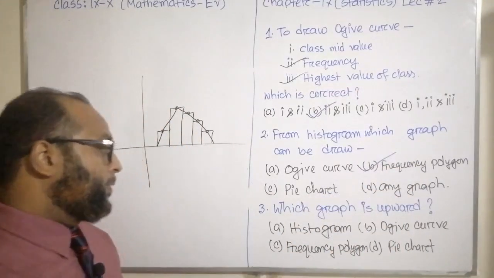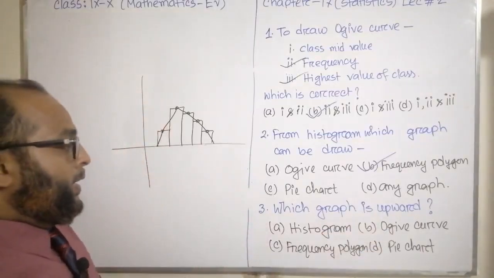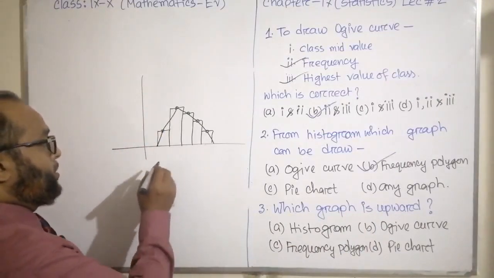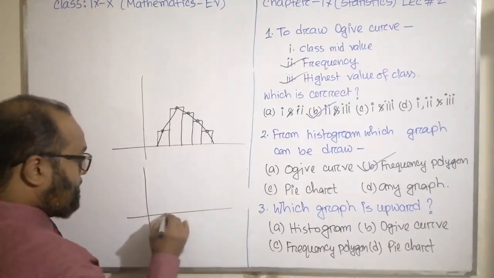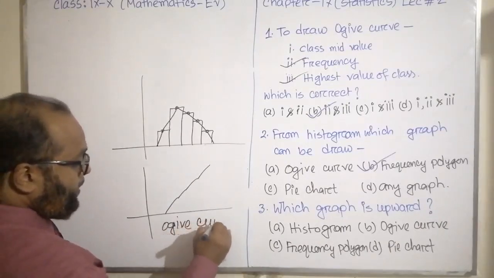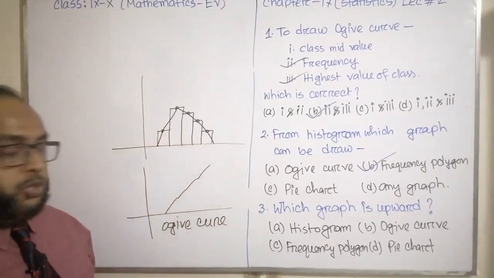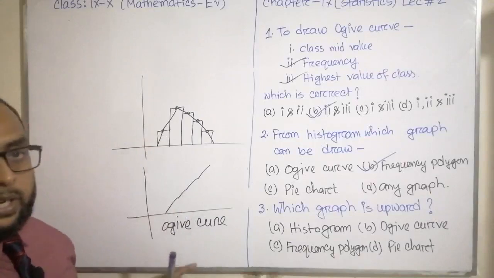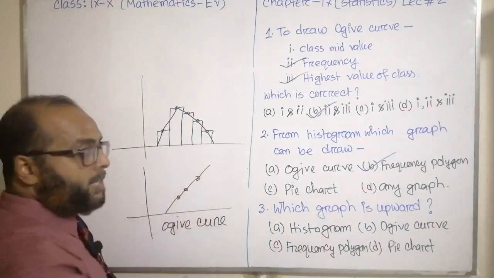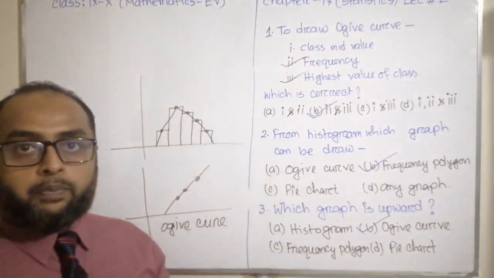Question number 3, which graph is upward? You know, in my previous question the graph of an ogive looked like this, and here you see the frequency polygon and histogram. From these three graphs, an ogive is always an upward graph. So here the answer is also B.